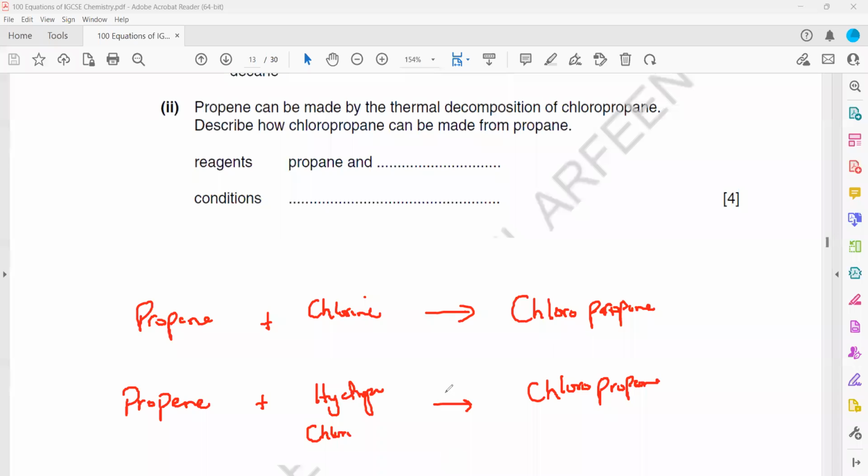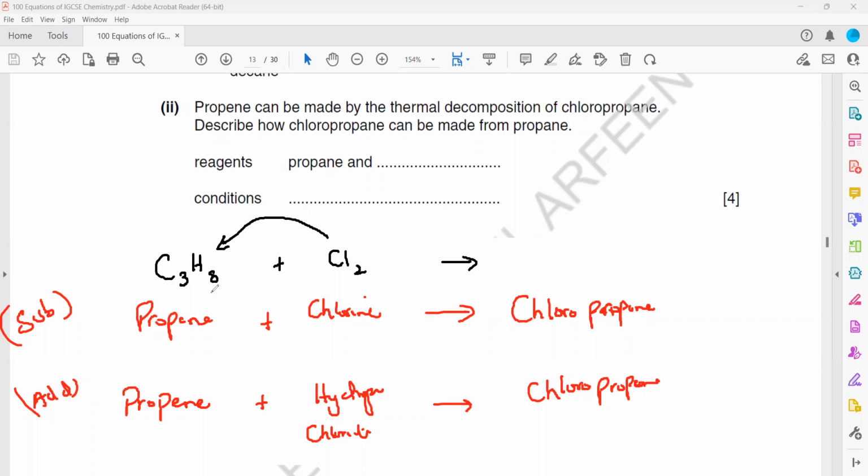So if propane is there, we need only chlorine, because this type of reaction is a substitution reaction. Here, this type of reaction is an addition reaction. If I write the equation for both of them, propane means C3H8 reacted with chlorine, which is Cl2. What happened? They undergo a substitution reaction. One chlorine takes the position of hydrogen and hydrogen takes the position of chlorine.